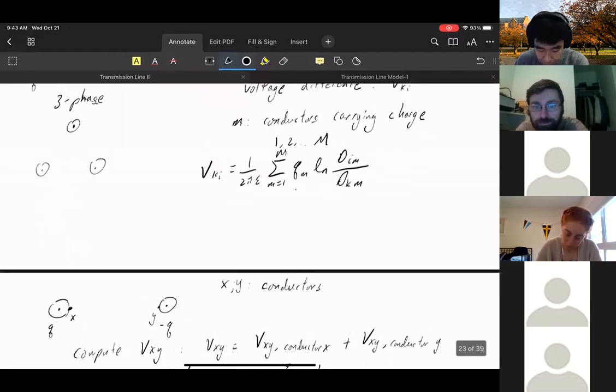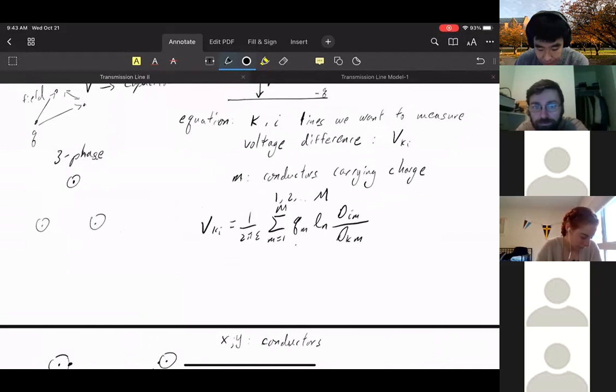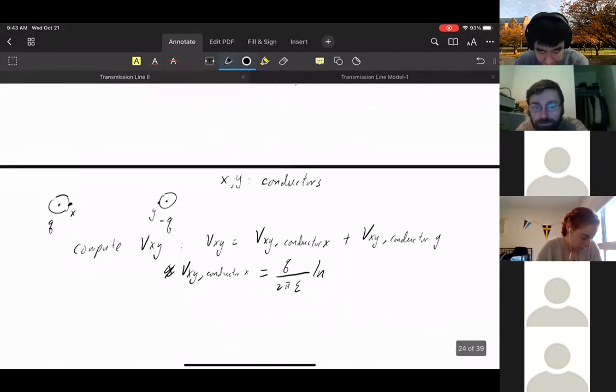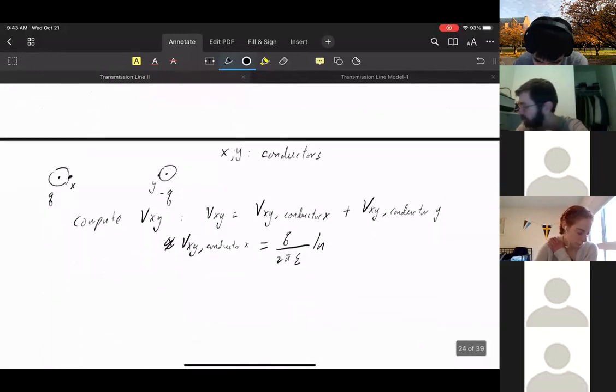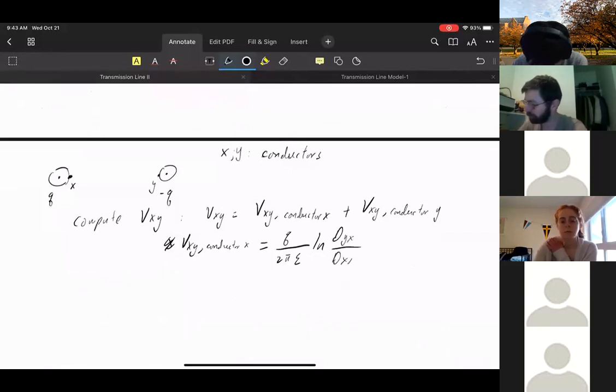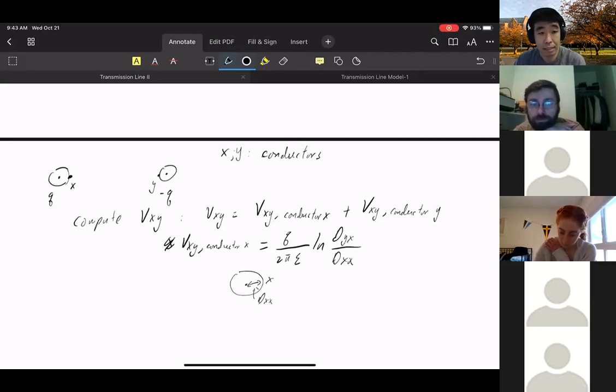Then the log. Now look at this equation. Here dim is how far y is from x. We're looking at the log of dim over dkm, where m is the x conductor and i is point y. So what we write down is dyx over dxx. dyx is how far away y is from conductor x. dxx is how far away the point is from the center of the conductor. So this is the center, this is x, and this distance is dxx. Is this clear so far?